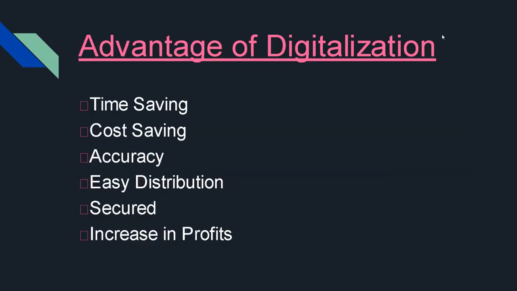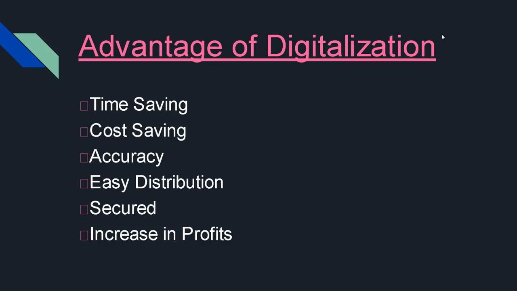So from the entire session where we learned about what digitalization is, what its importance is, and what the examples are, these points always come to mind when we look at the advantages of digitalization. One is time saving, second is cost saving, third is accuracy, fourth is easy distribution, then the second would be secured, and the last would be increased profits.